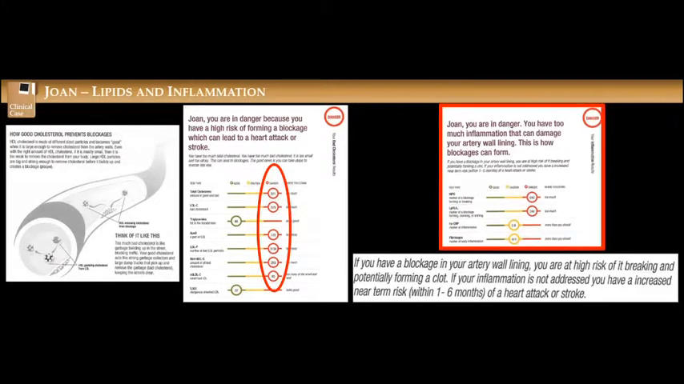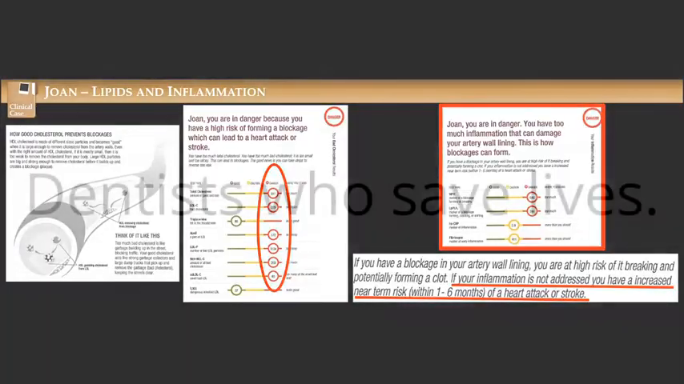In addition, when you look at her inflammation panel, Joan has inflammatory biomarkers that put her at significant near-term risk that are much, much too high. So if you look at how they communicated with Joan, they basically told her straight out, Joan, if you have a blockage in your artery wall lining, you're at high risk. As a matter of fact, if you don't address the inflammation, you have an increased near-term risk, 1 to 6 months, of a heart attack or a stroke. This is very personalized, relevant information to Joan, and I can tell you she's a changed person as a result of a dentist sending her to a physician. And this is the kind of relationship that I hope we can foster.